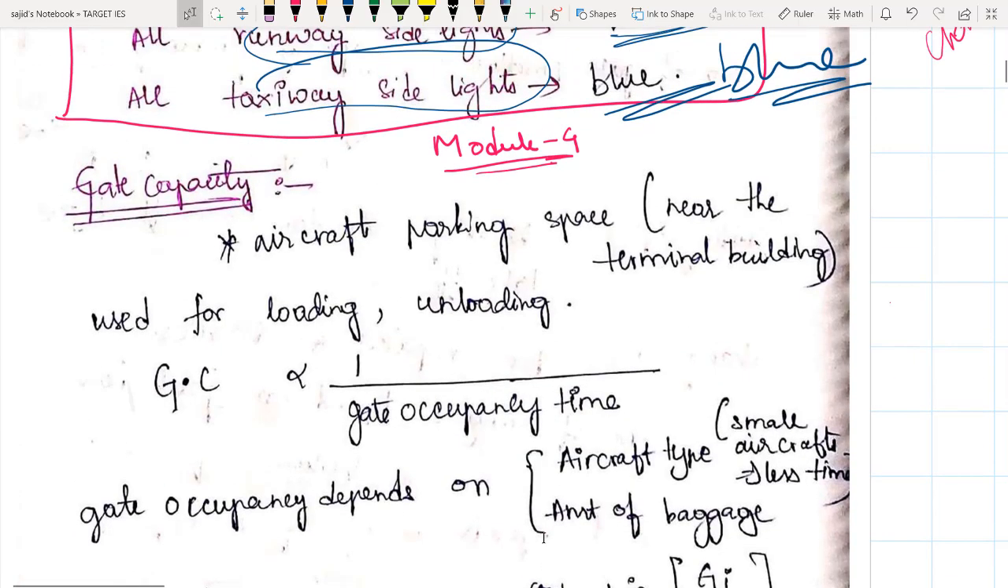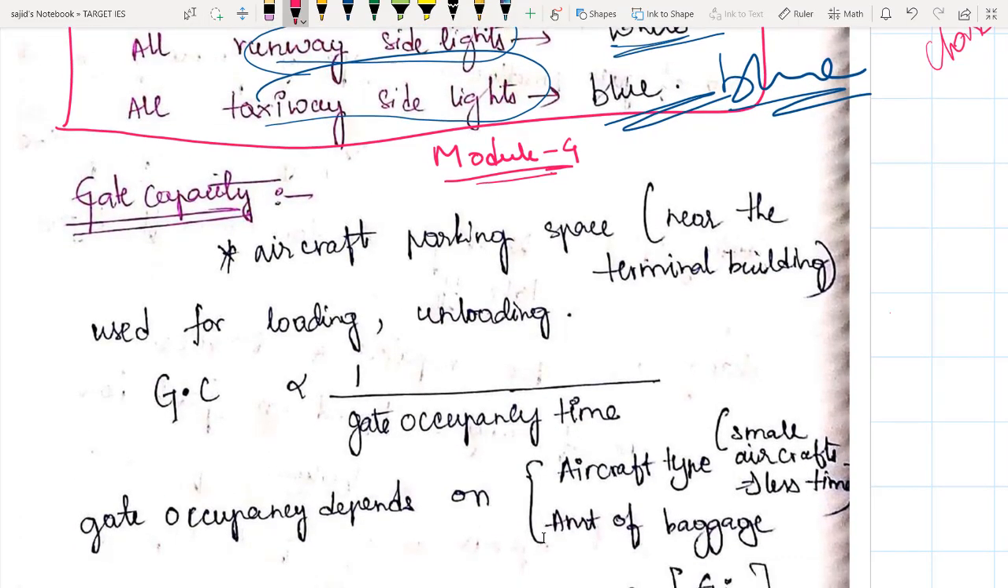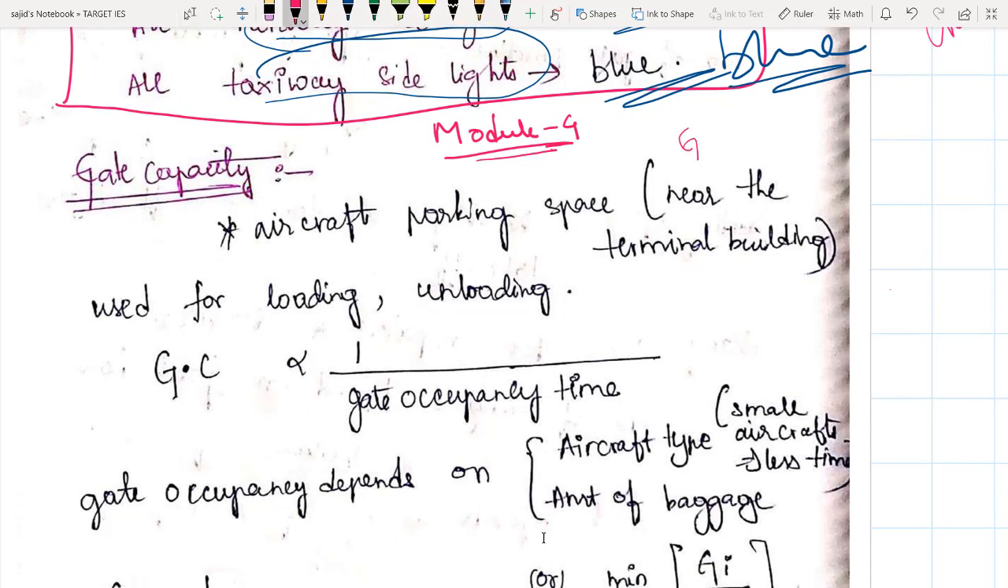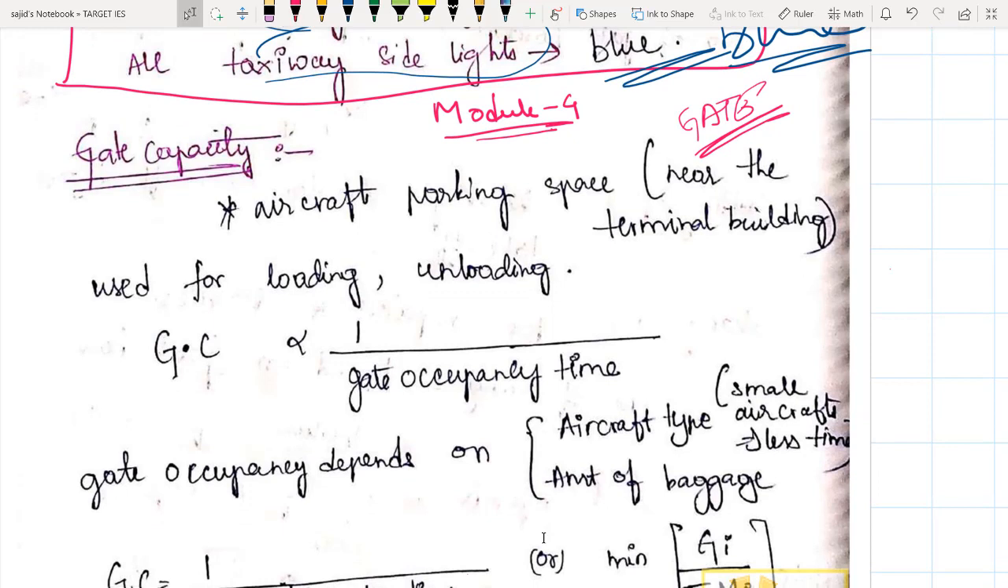We have studied about aprons, right? In aprons we will have a lot of gates, and each gate will have a flight in which you can board or load your cargo. Agreed or not? So in gate capacity you will know how many gates the airport needs, or how many aircraft you can land in an airport for a given number of gates.